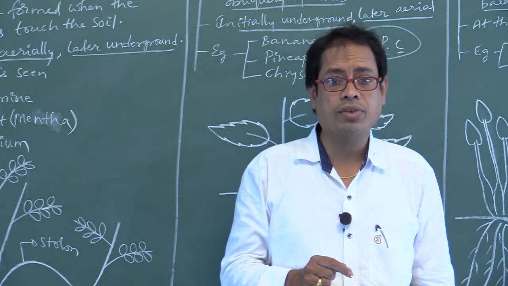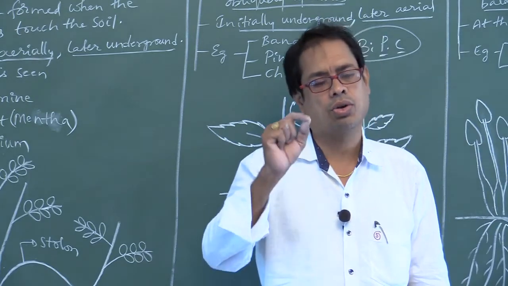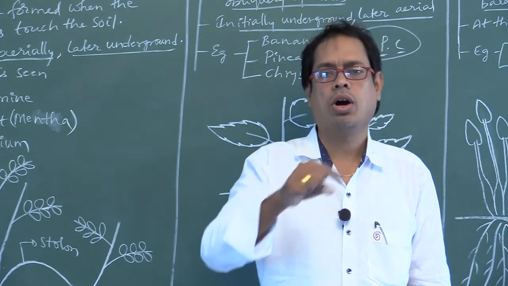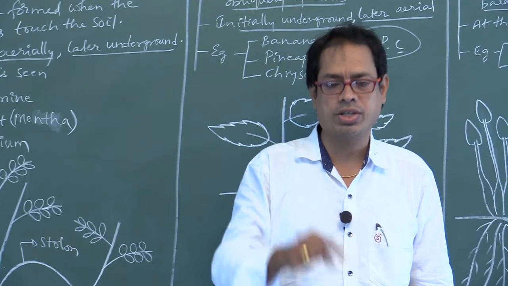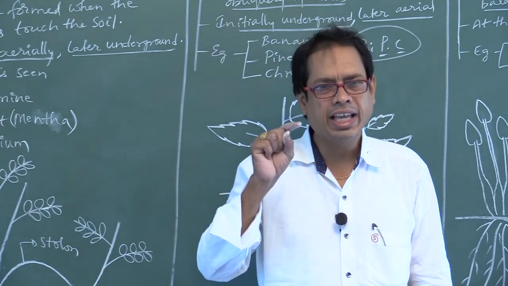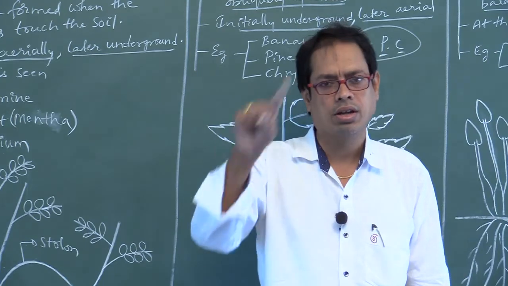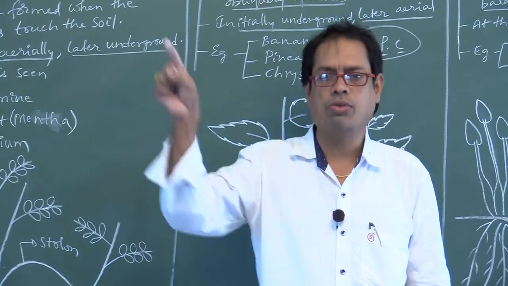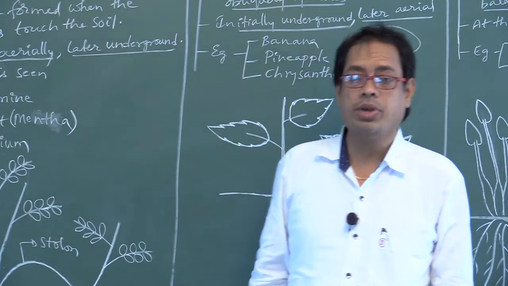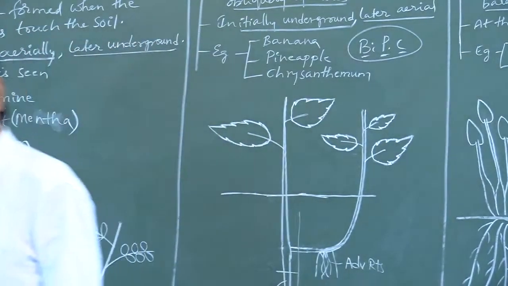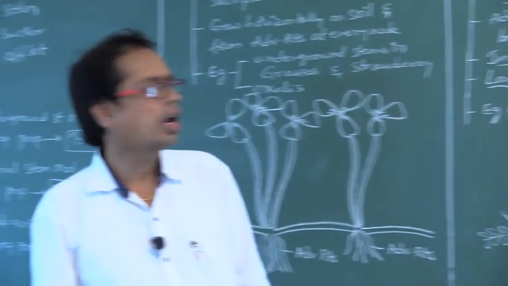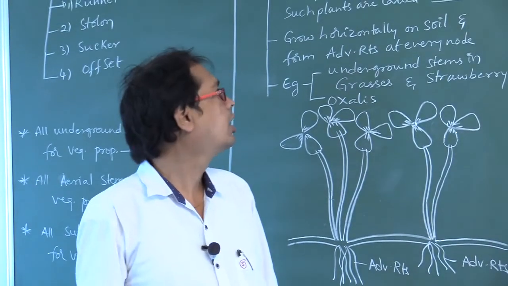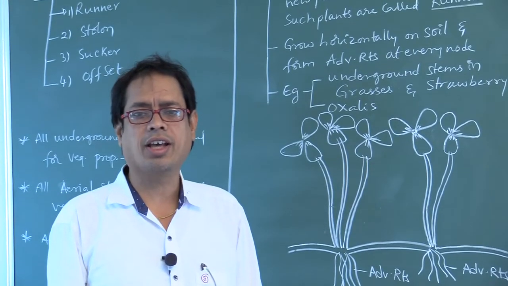Are all underground stem modifications useful for vegetative propagation? Yes, true. That is rhizome, corm, stem tuber, bulb. All aerial stem modifications useful for vegetative propagation? False. All subaerial stem modifications useful for vegetative propagation? True. So this is all about subaerial stem modifications, my dear students. Please note down all these points in your notes. This is about subaerial stem modifications, and we will meet in the next class.